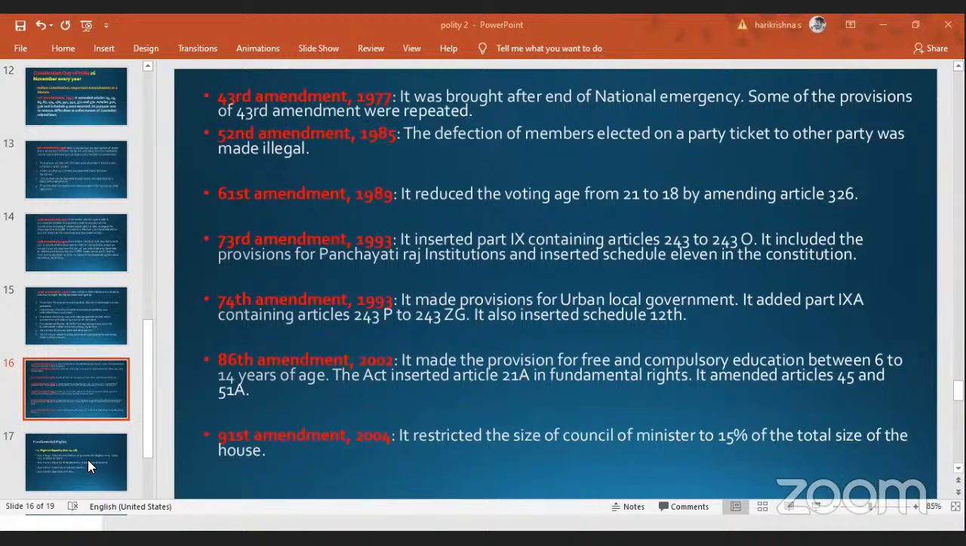Then now it's about the fundamental rights. First, as we know, the right to equality, that is from Article 14 to Article 18. Article 15 is non-discrimination on grounds of religion, race, caste, sex, or place of birth. That is very important. Article 15 states these things.